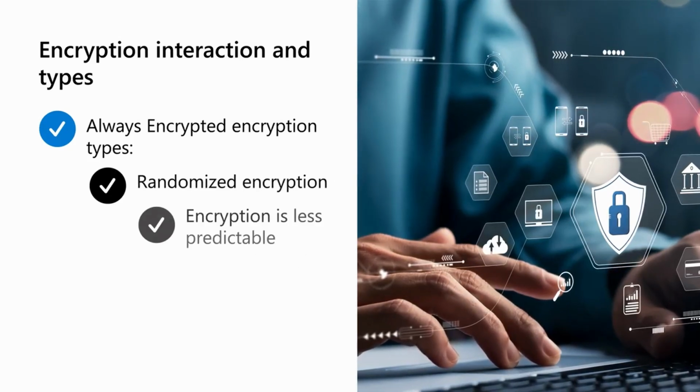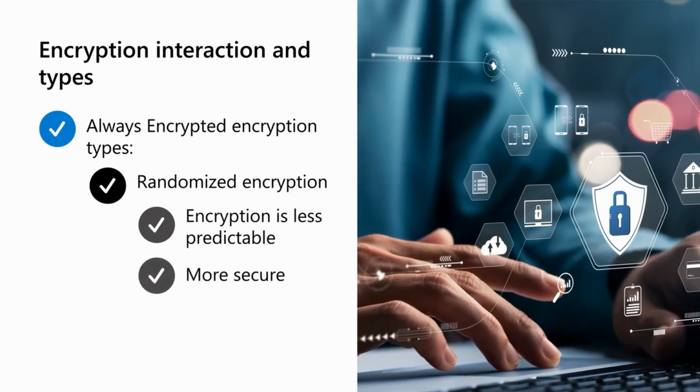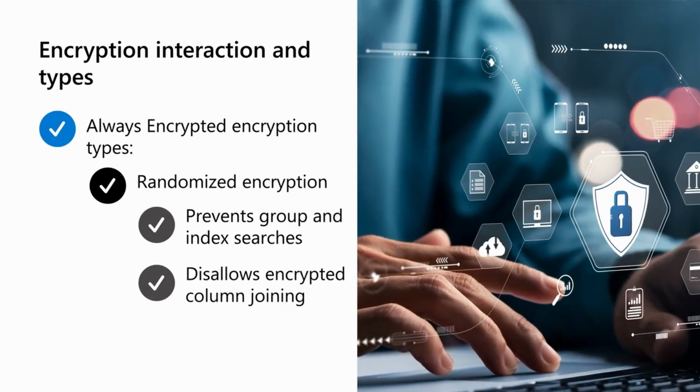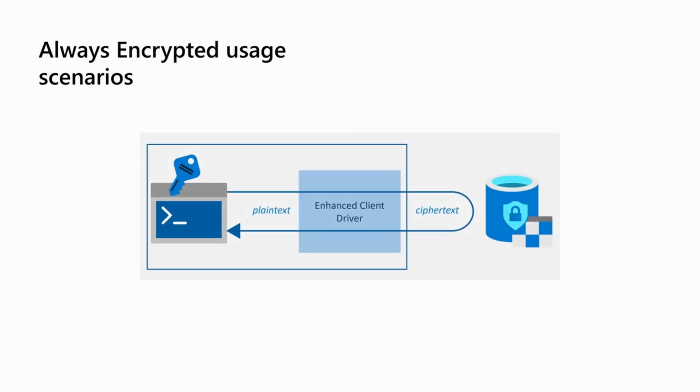Randomized encryption encrypts data less predictably, making it more secure. However, it prevents searching, grouping, indexing, and doesn't allow joining on encrypted columns. Now let's take a look at a couple of usage scenarios.